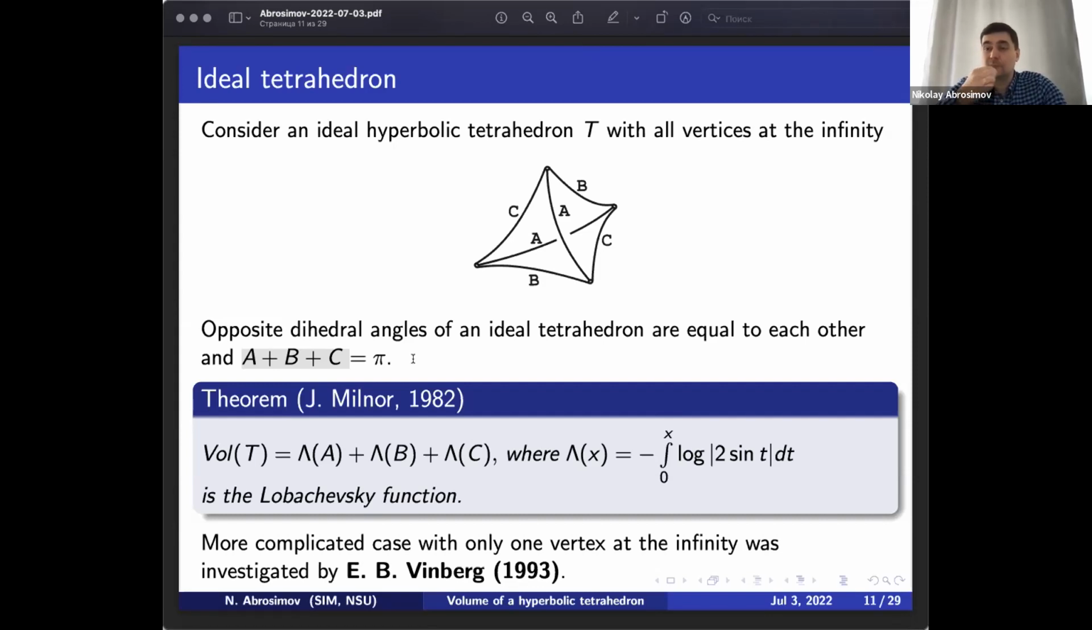And as I said before, the volume of an ideal tetrahedron was found by Lobachevsky, and Milnor found a very simple and elegant formula for this case. The volume here is just the sum of 3 Lobachevsky functions in dihedral angles A, B, and C. A more complicated case with only one vertex at infinity was investigated by Vinberg in 1993.